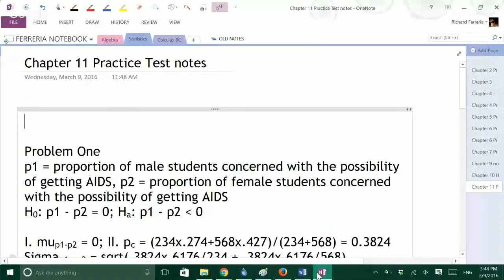So let's start with this. We're looking at the hypotheses. We're going to start from 1, and then we're going to go from 1 to 9. So hopefully that'll be fine. Question 1.